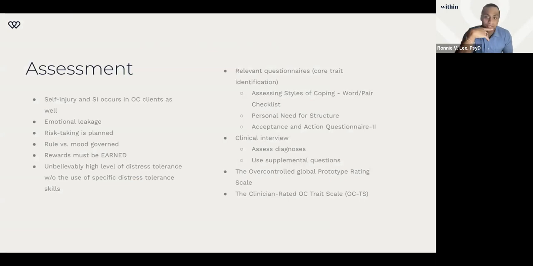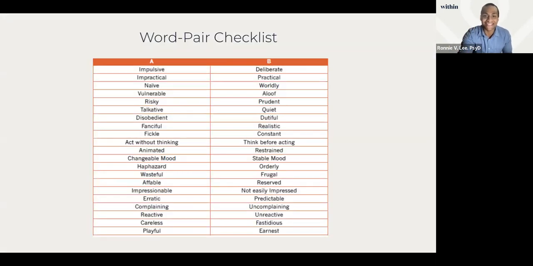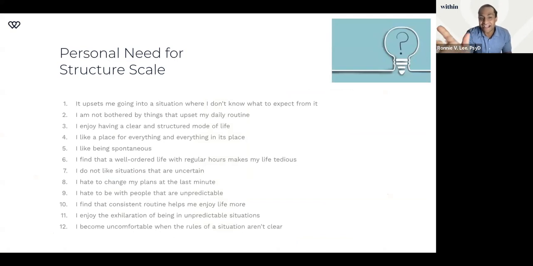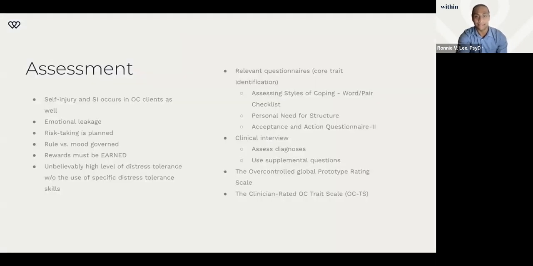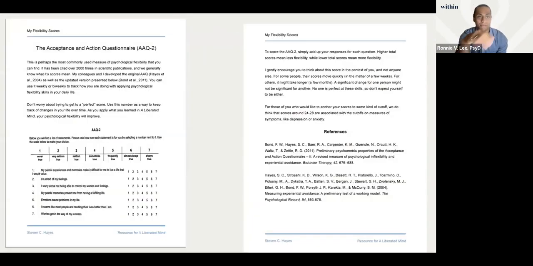Let's see, the PNS, the personal need for structure. I don't have the rights to post it, so I changed up the language a little bit, so it looks something like this. So just, for example, number 5, I like being spontaneous. Number 7, I do not like situations that are uncertain. 11, I enjoy the exhilaration of being in unpredictable situations. So it lends more toward over controlled or under controlled. And then lastly here, our relevant questionnaire is the Acceptance and Action Questionnaire, which I do have the PDF right here.